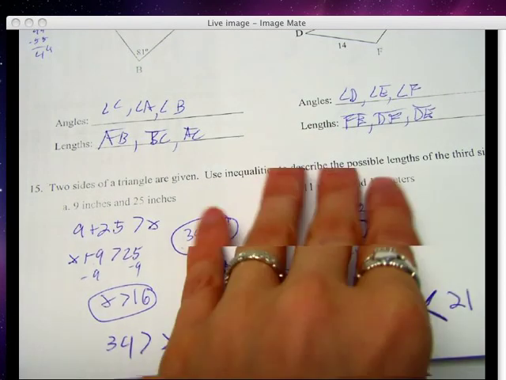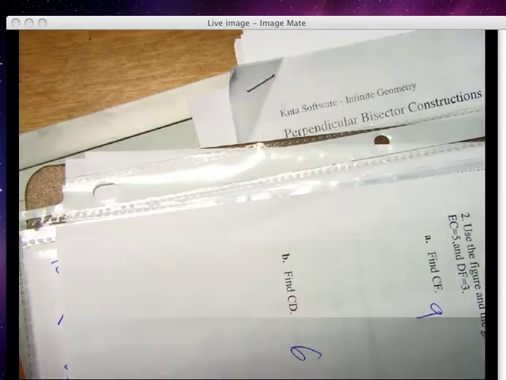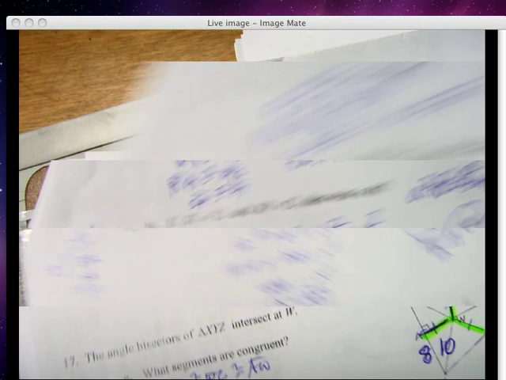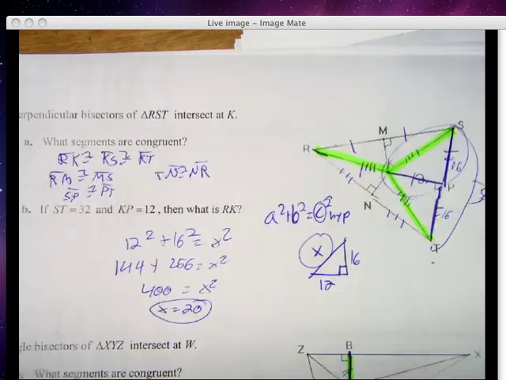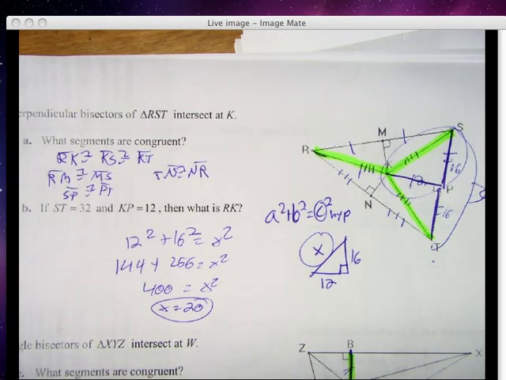All right, 16. Okay. We know that RK, KS, and RT are all congruent to each other because it's a perpendicular bisector, and the distance from the circumcenter, which is the very center, to the vertices, the points of the triangle, are congruent. We also know that a bisector cuts all the sides in half. So we know RM is congruent to MS, SP is congruent to PT, TN is congruent to NR.